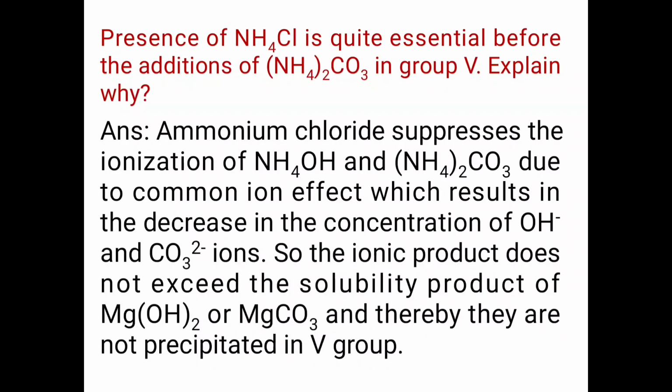Presence of ammonium chloride is quite essential before the addition of ammonium carbonate in group 5. Explain. Ammonium chloride suppresses the ionization of ammonium hydroxide and ammonium carbonate due to the common ion effect, which results in a decrease in the concentration of OH- and carbonate ion. So the ionic product does not exceed the solubility product of magnesium hydroxide and magnesium carbonate, and thereby they are not precipitated in group 5.